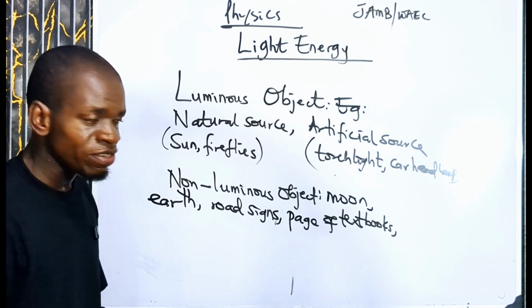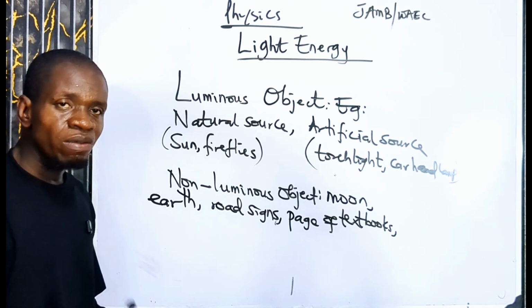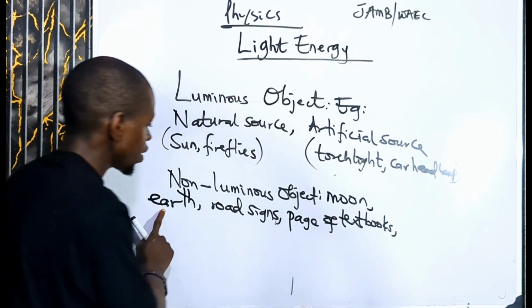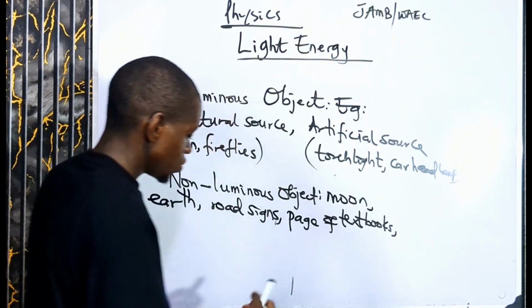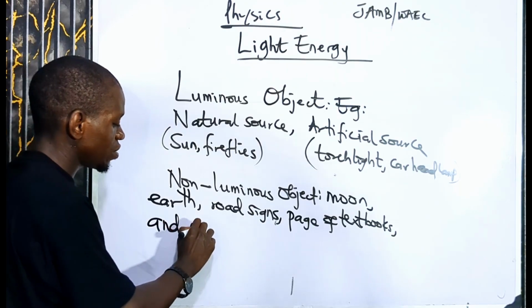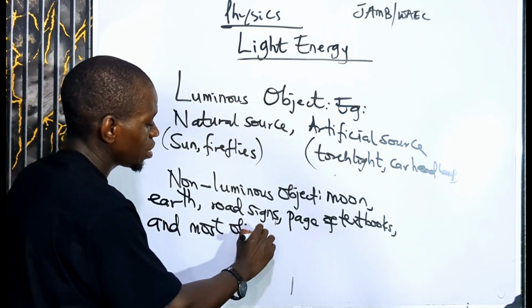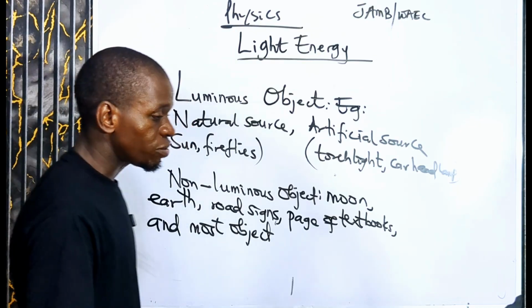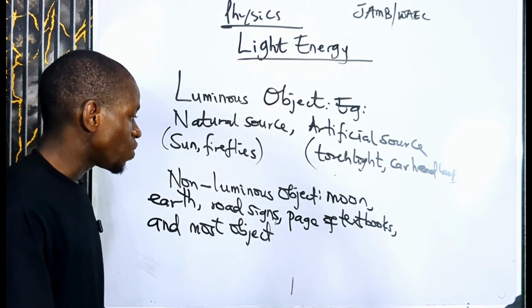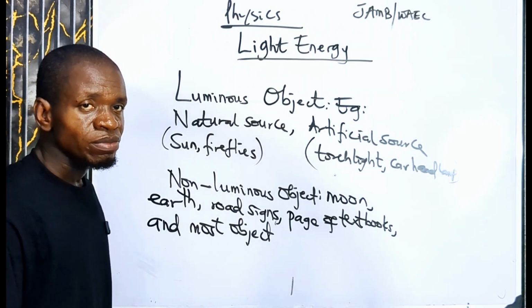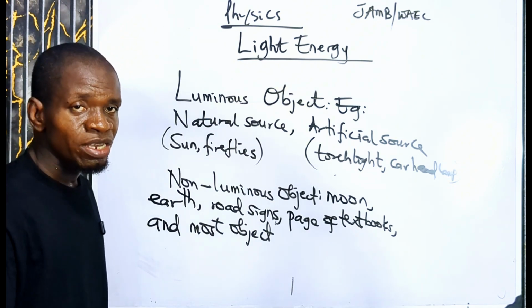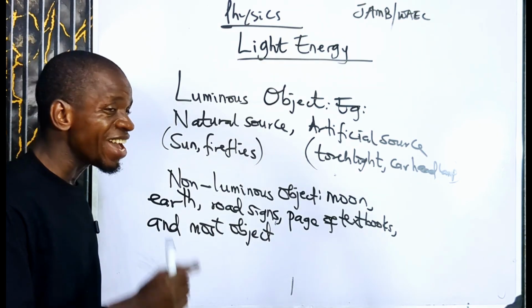It's only when you understand all these things that, any way they present the question, you'll be able to answer them. So I've given examples of non-luminous objects as your Earth, your road signs, your pages of your textbooks. You can also give examples of most objects around. In fact, any object that is around you that you can see, that is not producing light itself, rather you can just see it in the day. To know the one that belongs to non-luminous objects is very simple. Any object that, whenever it's in the dark, you're not going to see light from it, is under what we call non-luminous objects.